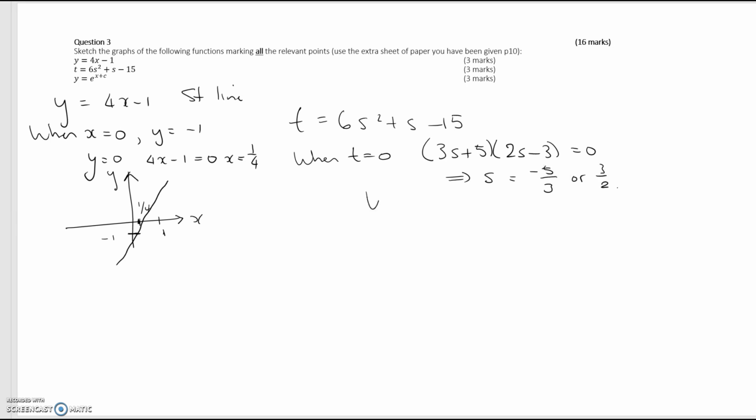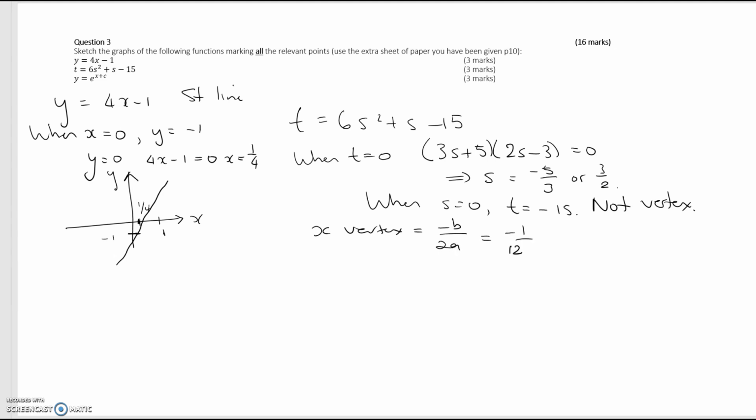And then when s equals 0, t equals -15. Now, this is not the vertex, and that was a very common mistake. You can find the x coordinate of the vertex as -b over 2a, which is -1 over 2 sixes, which is -1/12.